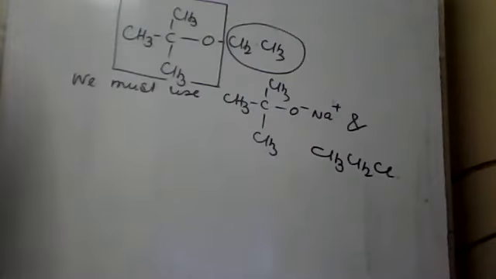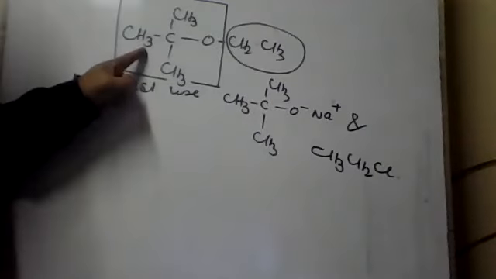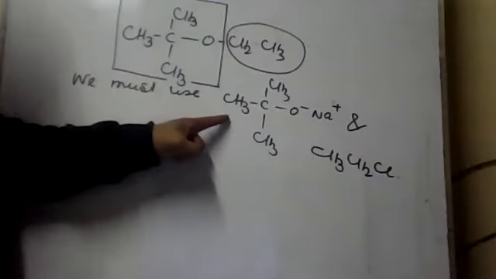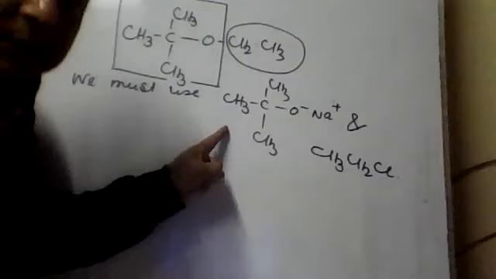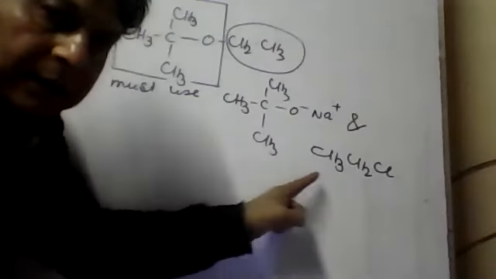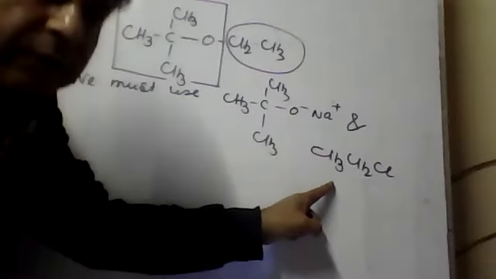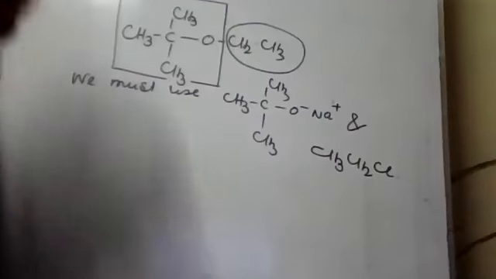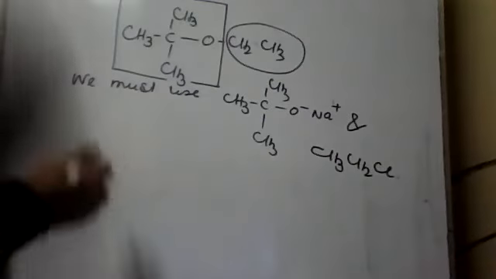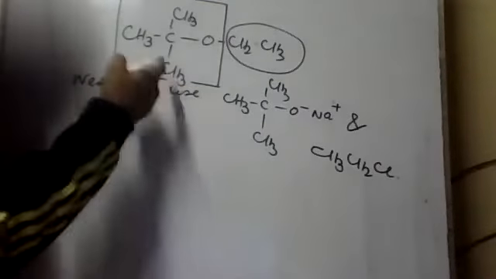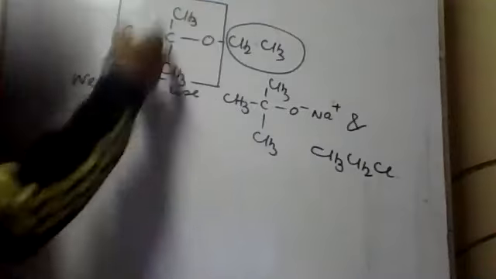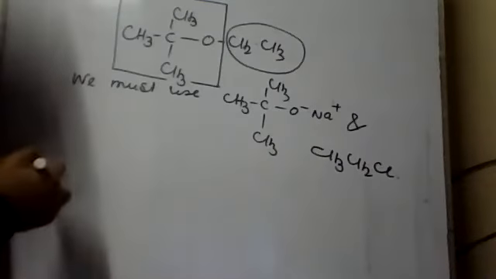To prepare this ether, we must use sodium tertiary butoxide or chloroethane or bromoethane or iodoethane. Why? Later we'll see why. If we take the other haloalkane, then the product will be alkene, the major product.